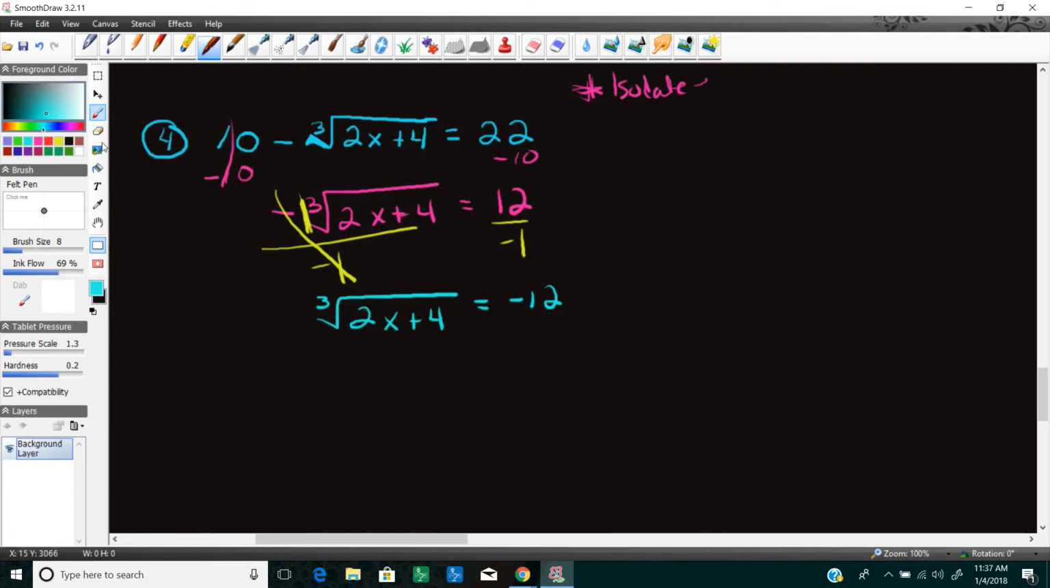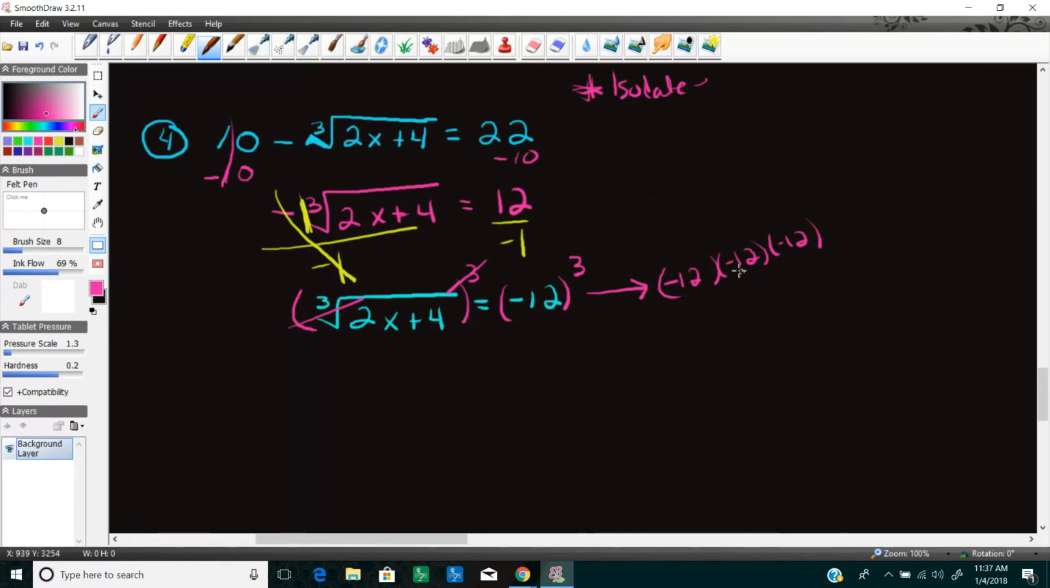Okay, so from this step, it's kind of like the previous one, number 3. So I'm just going to cube both sides, cube and cube, and that'll get rid of this for me here. And now this one requires a little bit of work. This is -12 times -12 times -12.